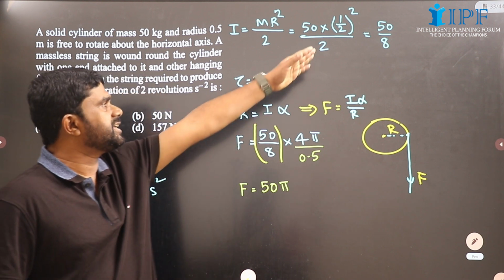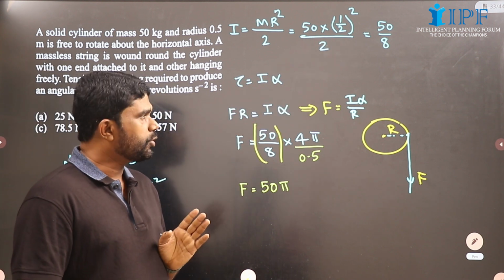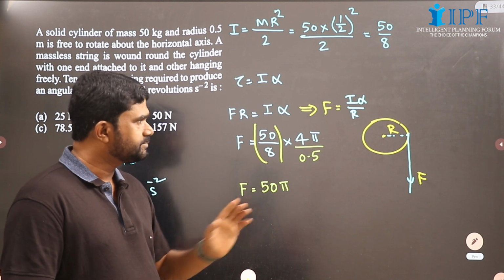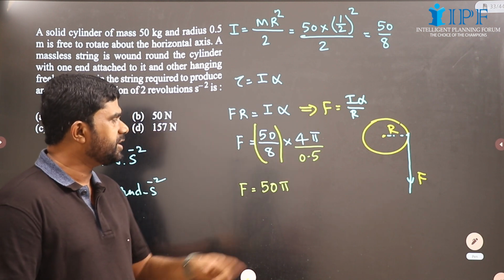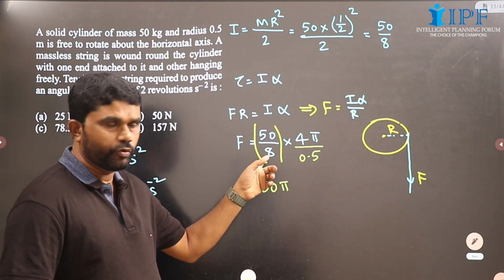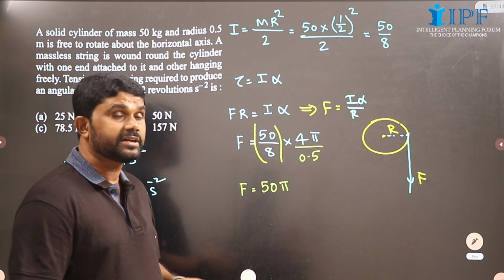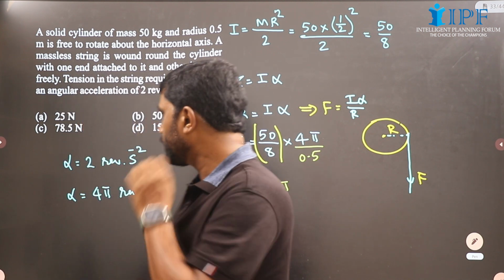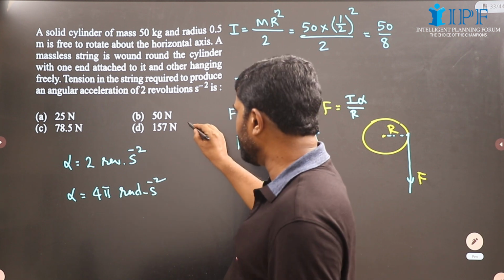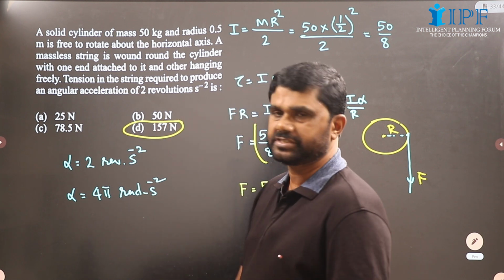The moment of inertia we have is 50 by 8, alpha we have got as 4 pi, and radius is 0.5. This 0.5 into 8 will be 4, and this 4 can be cancelled. It will be ultimately 50 pi, which means it will be 157.